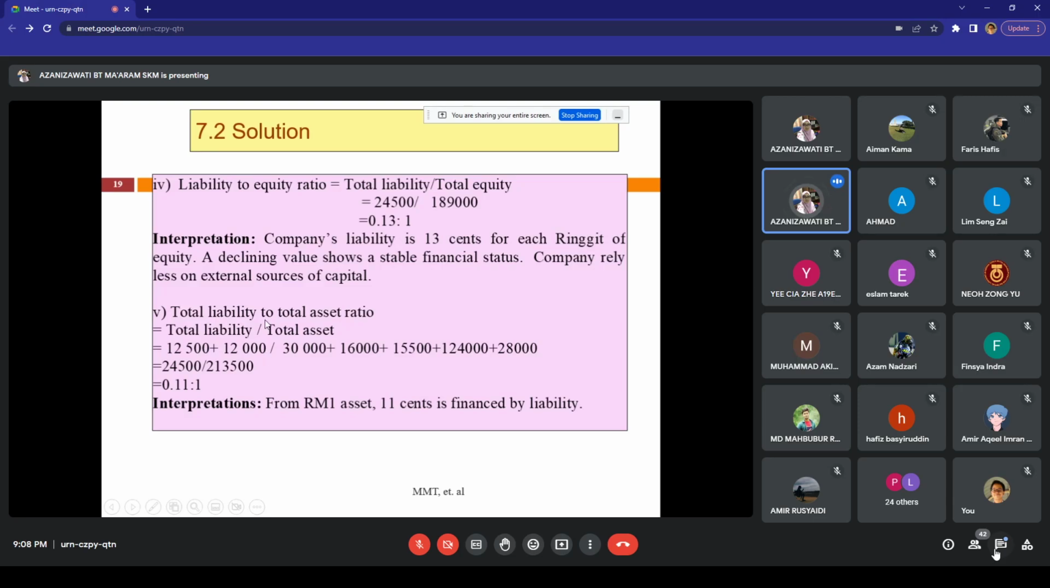So total liability to total asset ratio is total liability divided by total asset. You just total up your current liability and your long-term liability, and then divide by your total asset. So you get 0.11 to 1. Meaning from 1 ringgit of total asset, 11 cents is financed by liability. So that is how you do the interpretation.